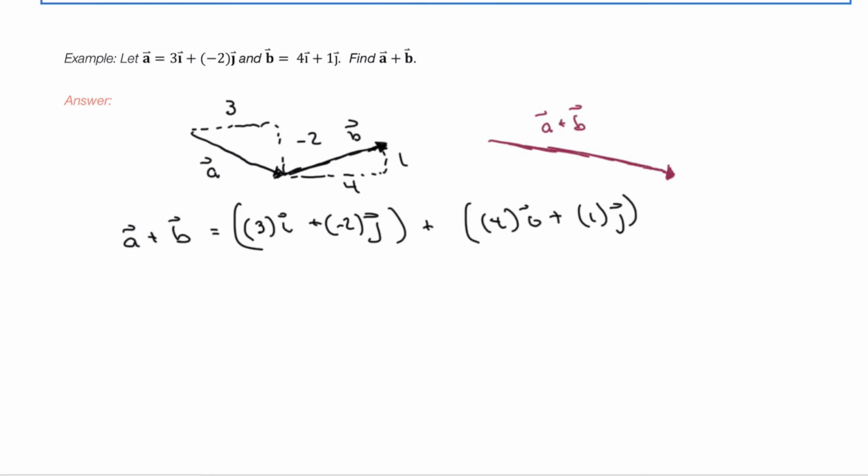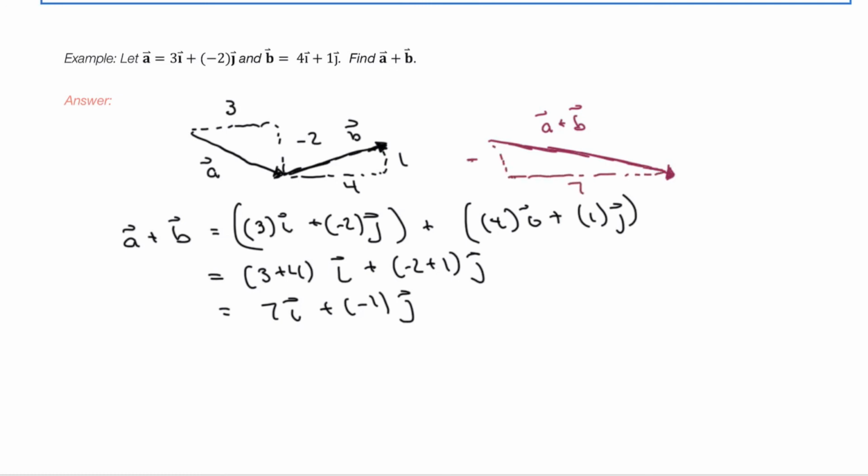Then to find the components of the sum, all we have to do is work with the components individually, so that its x component is simply the sum of the x component of a and the x component of b, 3 plus 4, and the y component is simply the sum of the y component of a and the y component of b, negative 2 plus 1, and so you can see how we get the final vector in the end, 7i plus negative 1j. And if we go back to our picture and we look at it, that does seem about right.